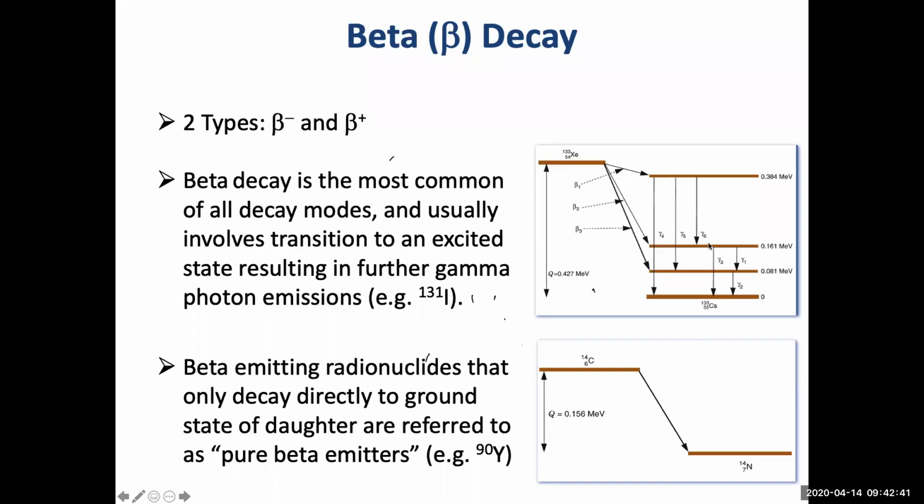This is the most common isotope for therapeutic and nuclear medicine. It has two decays, meaning that iodine-131 emits beta and also photon at the same time. Beta emitting radionuclides that only decay directly to the ground state of the daughter are referred to as pure beta emitters. There is no gamma with beta here, like in yttrium-90. Yttrium-90 is a pure beta emitter. It just decays by beta emission and goes to the ground state.